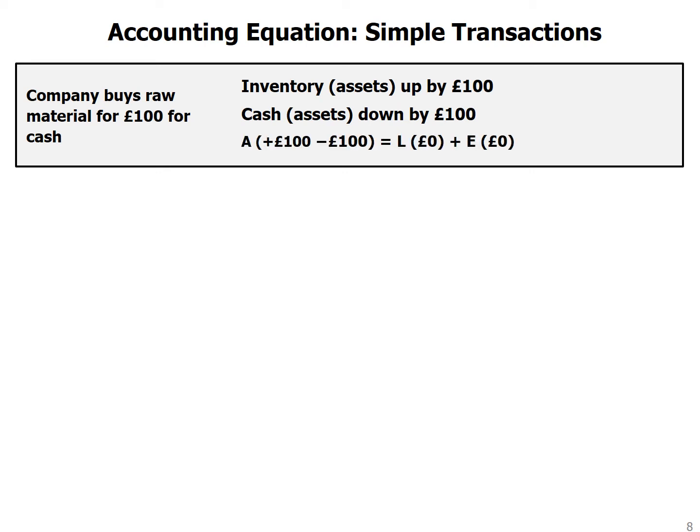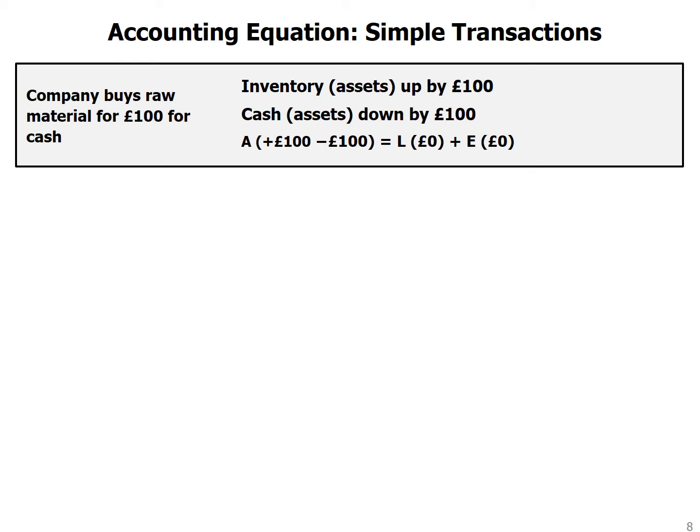So assets plus £100 for the inventory going up, minus £100 for the cash going out. A fair price has been paid. There's no other transaction, no change in liabilities, no change in equity. The accounting equation balances: 0 equals 0.